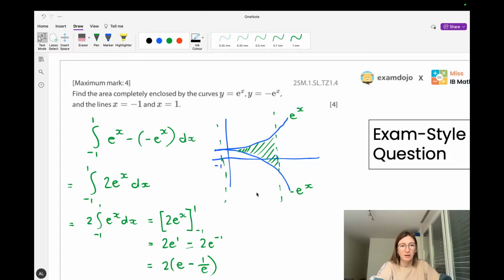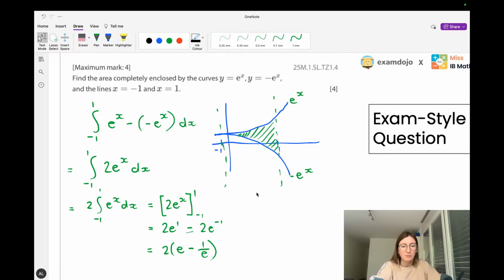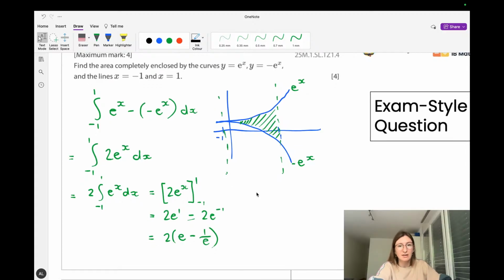Never leave anything blank. If you have blank answers, there's no marks. But if you have something, even if it doesn't make sense, and you kind of have an idea, but you're not sure, but you've done something, you can often get those attempt marks, which is better than nothing.